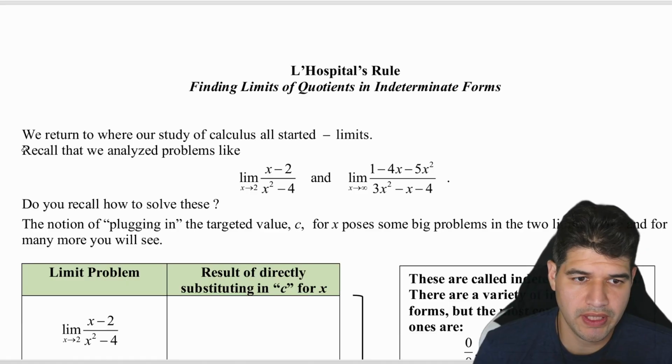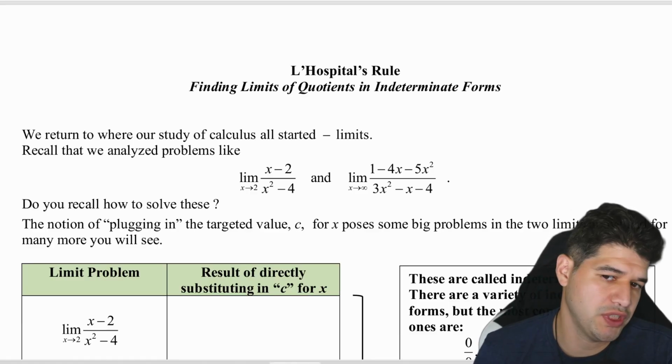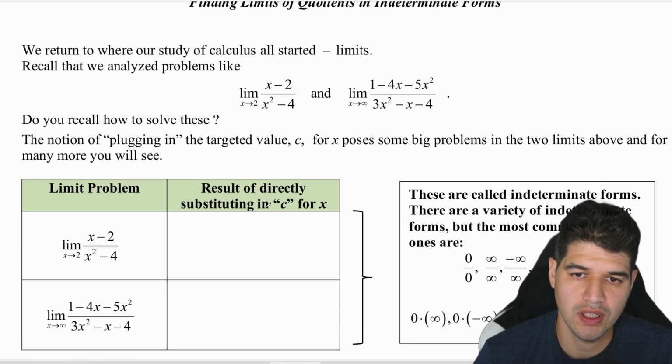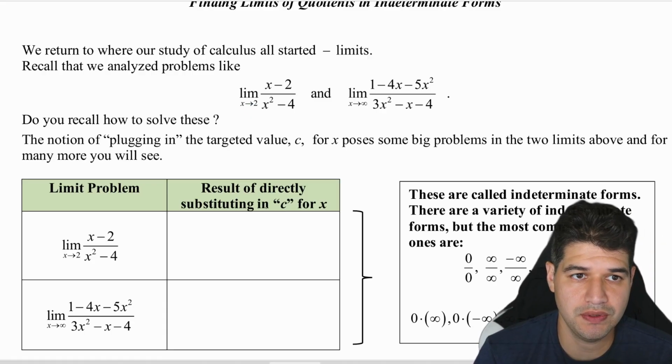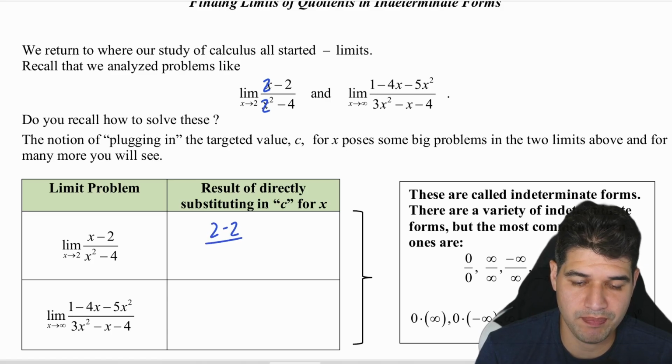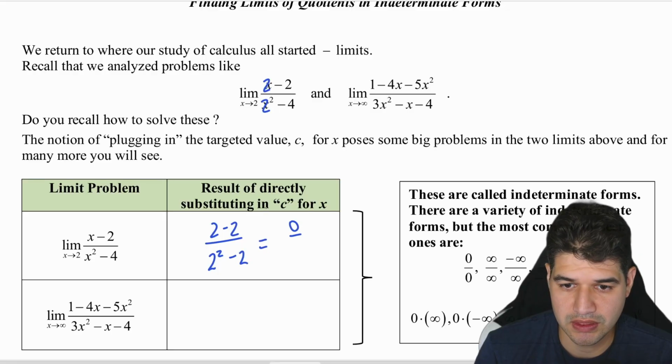All right, so we're going to look at a couple of these questions real quick. We remember as we were approaching limits back before, we were getting these indeterminate forms, right? And how do we want to approach these problems? Well, all we want to do is take this value 2 and just plug it in for x. So in the numerator we get 2 minus 2, and in my denominator 2 squared minus 2, which is equal to 0 over 0.